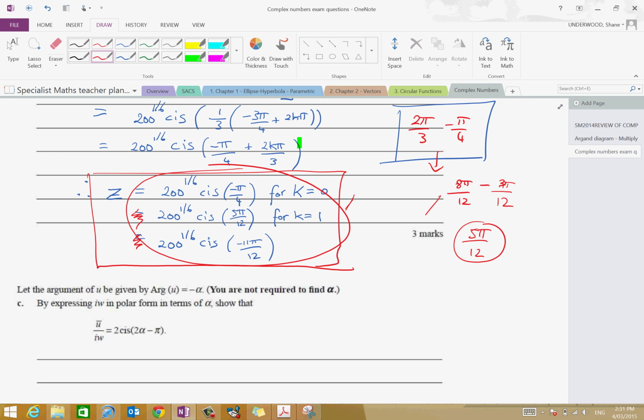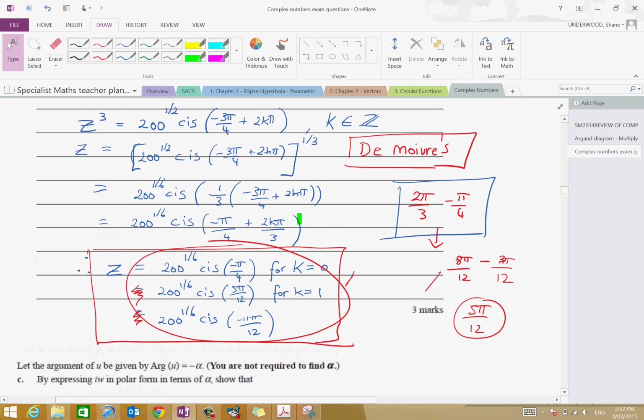If this was a calculator, you could just add 120 degrees to that, and the calculator will tell you in radians what it is. All right, but I did it by hand. Okay, and you could easily do it by hand.